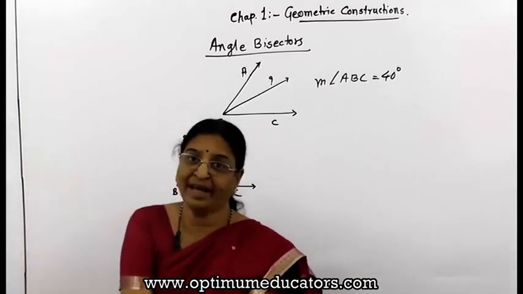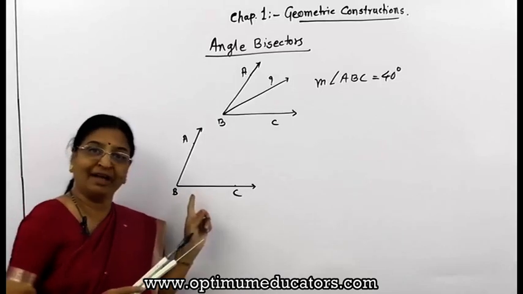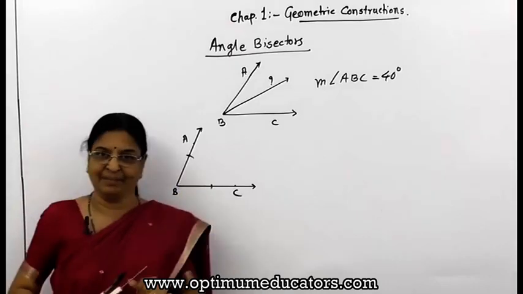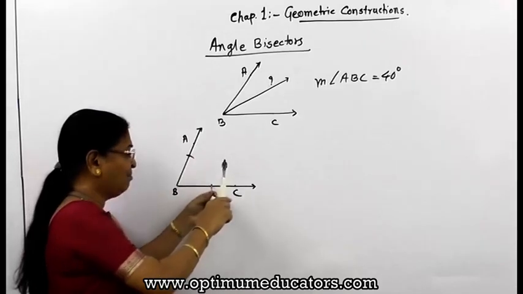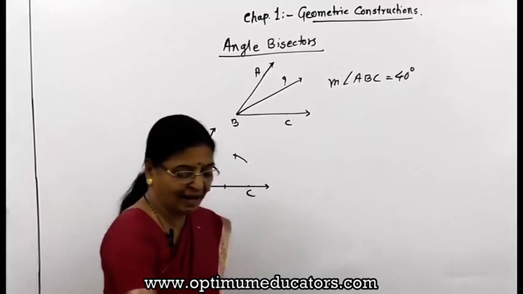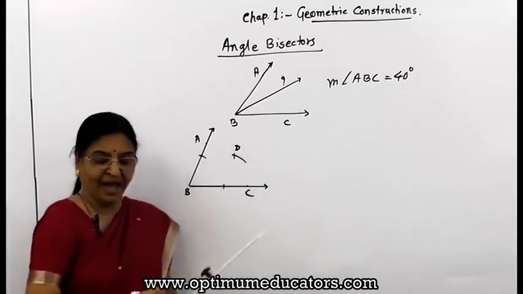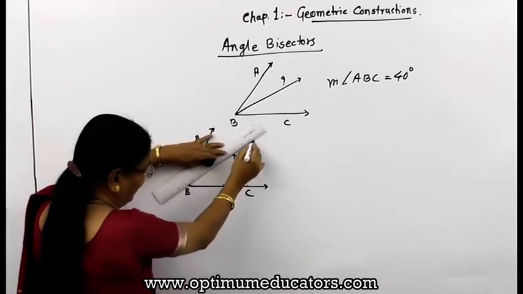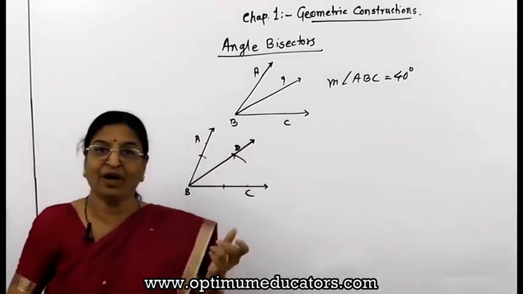Now what can we do? Take a compass with any desired distance, put it at the point where the angle is made and mark it with equal distances. These are the 2 points where they intersect the sides. Again make the same arcs with the same distance from those points, and you will get a point where the 2 arcs intersect. Mark it as D and then join B and D together and you will get the angle bisector.